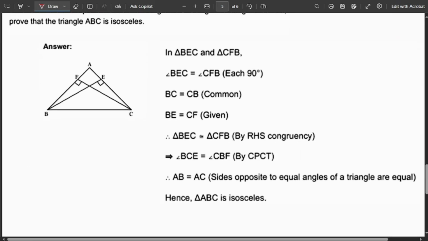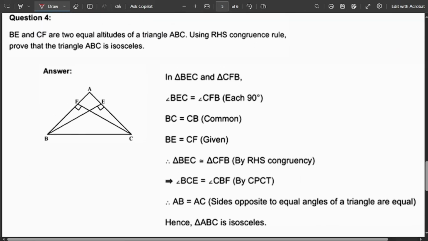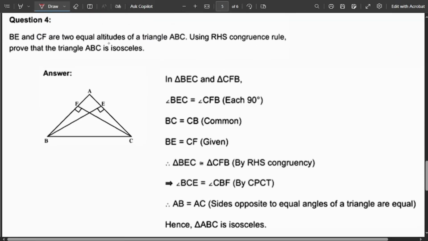Now come to question number 4. Here in this figure, BE and CF are equal altitudes of a triangle ABC. So we have given a triangle ABC and BE and CF are two equal altitudes. That means they are 90 degrees to AB and AC and they are also equal. Now we have to prove this ABC is isosceles.